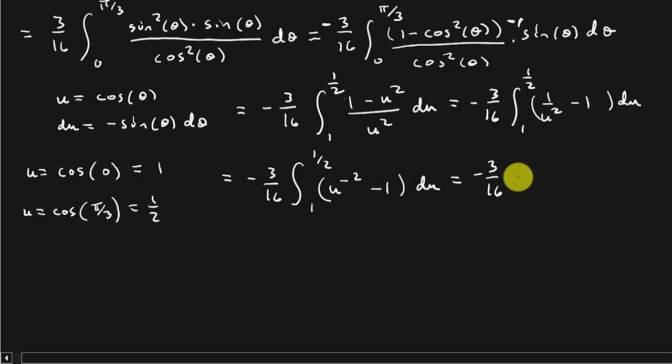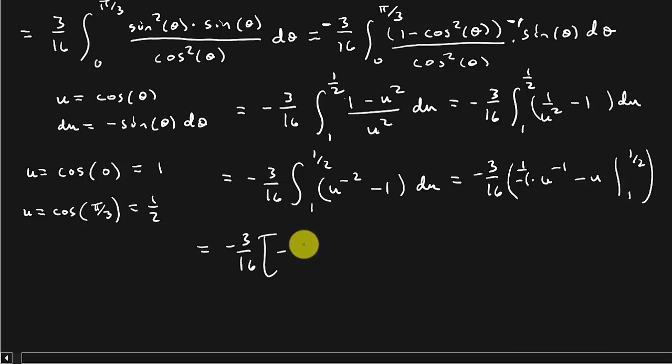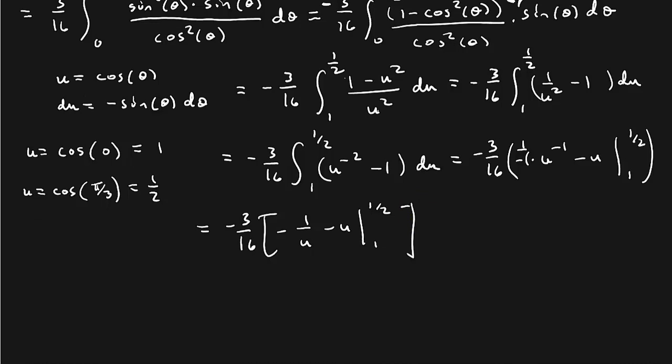And so this is going to give me negative 3 over 16. And that's going to be what? That's u to the negative 1, and then times negative 1 out here, multiply by the reciprocal of the new exponent, minus u, and that's from 1 to 1/2. And so this is negative 3 over 16 times negative 1 over u minus u from 1 to 1/2.